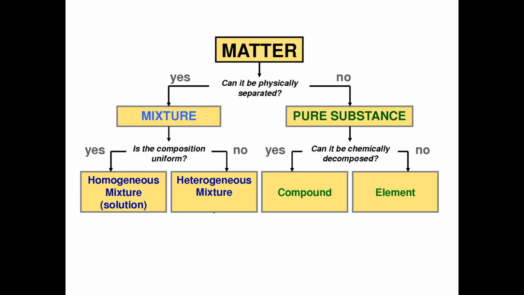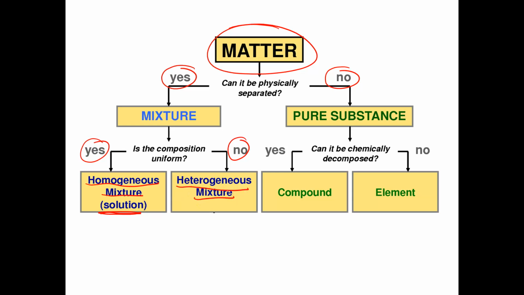So putting everything together into the one diagram, if we have a sample of matter and it can be physically separated into multiple different things, then we have a mixture. If we have a sample of matter and it can't be physically separated into multiple different things, then we have a pure substance. If our mixture has a uniform composition, then we're going to describe it as a homogeneous mixture, sometimes referred to as a solution. But if our mixture has visibly distinct parts to it, we're going to describe it as a heterogeneous mixture.